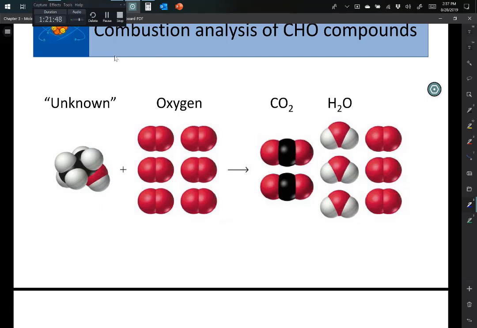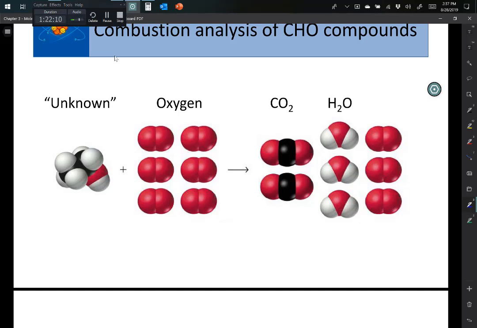So this is what we do, just so you can get the idea. If I could figure out how much carbon is in here by mass, and how much hydrogen there is in here by mass, I can take the carbon and hydrogen mass and subtract it from what I start with, and that'll be the oxygen.